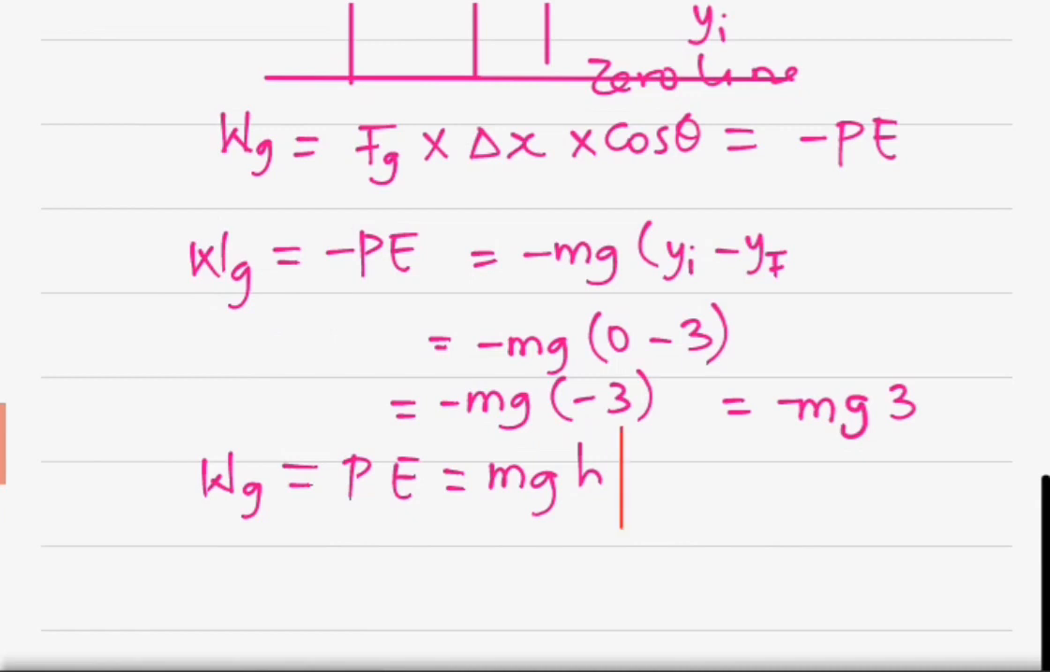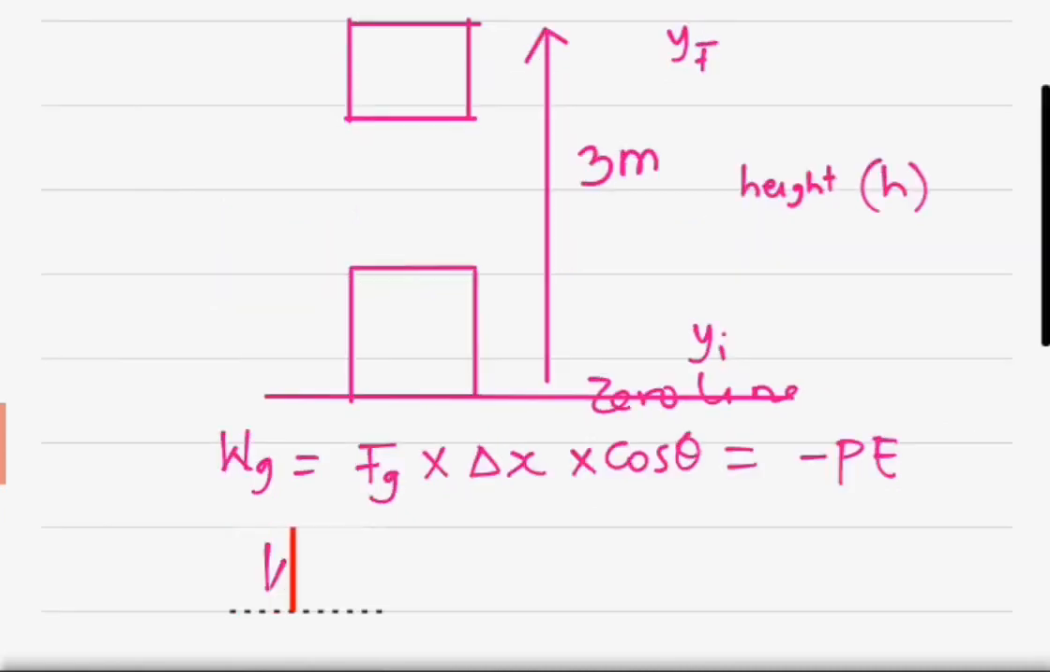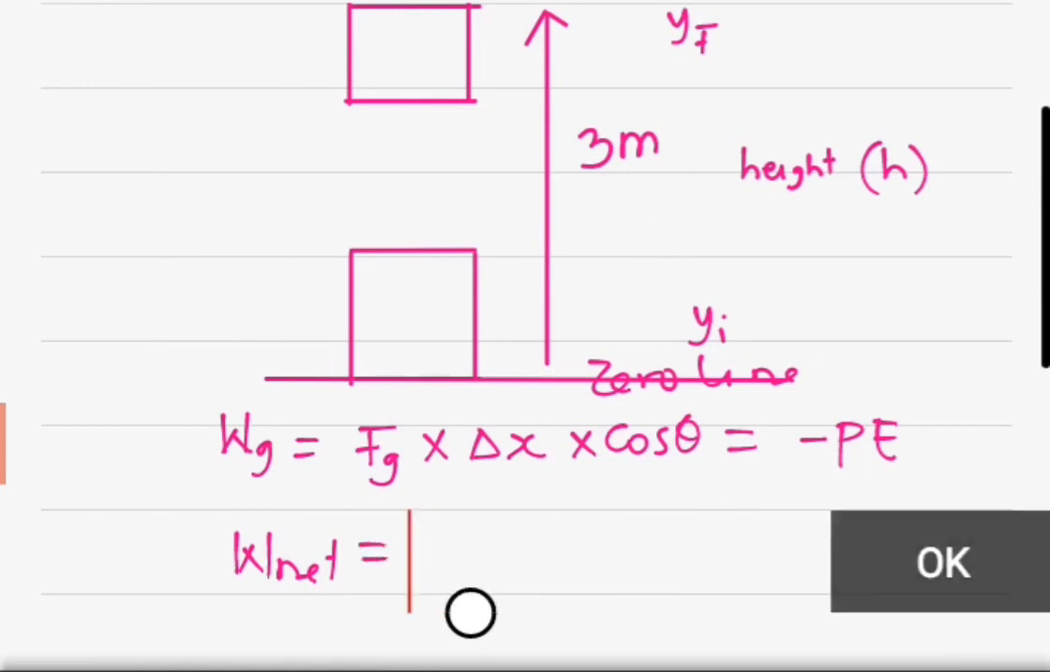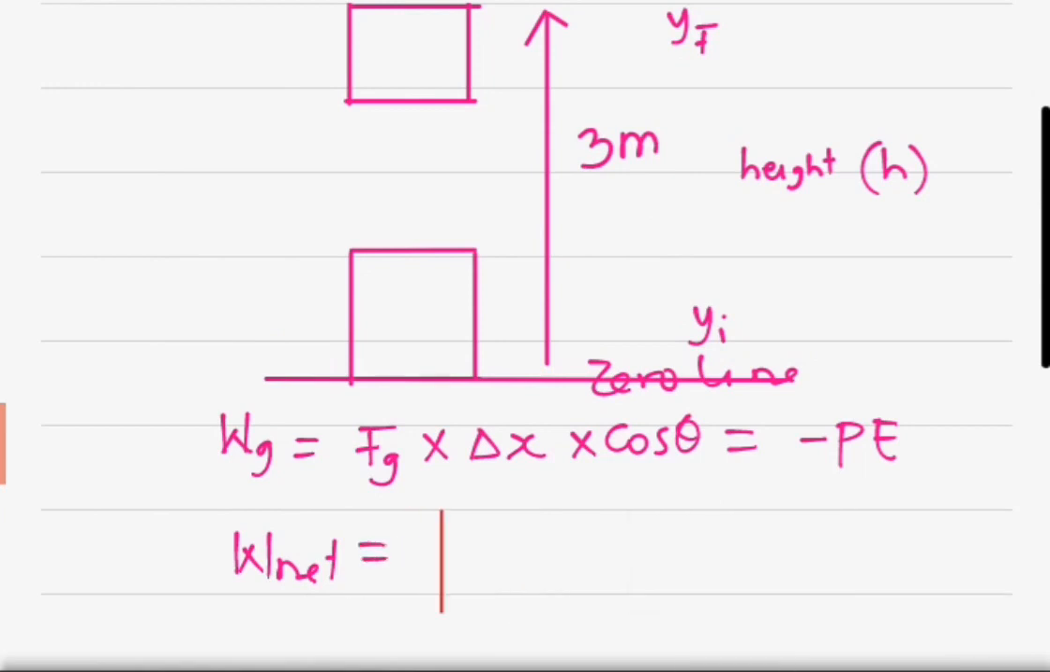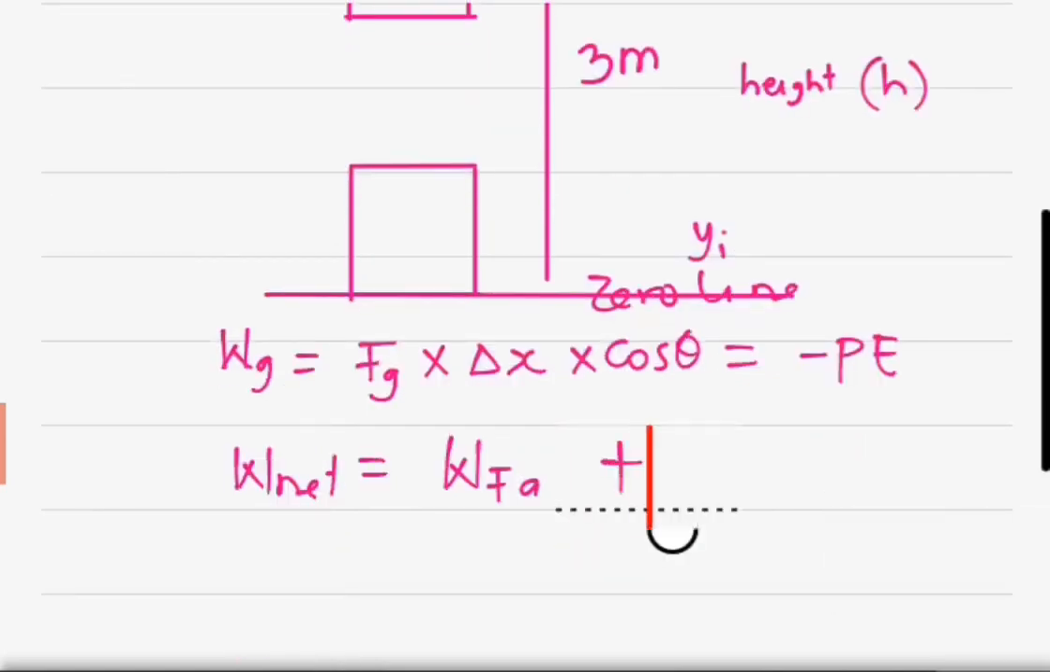So what's going to be the net work? Your net work should equal your work due to the force applied plus your work due to gravity. You add both of them, and that will be your net work.